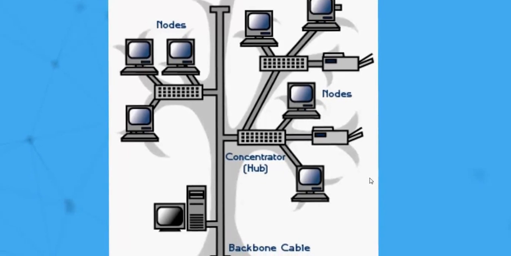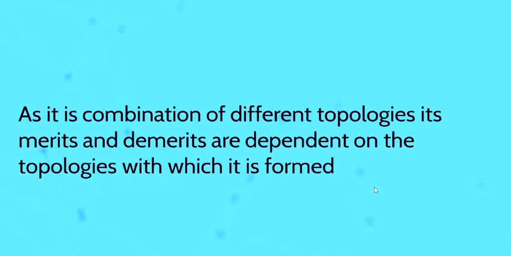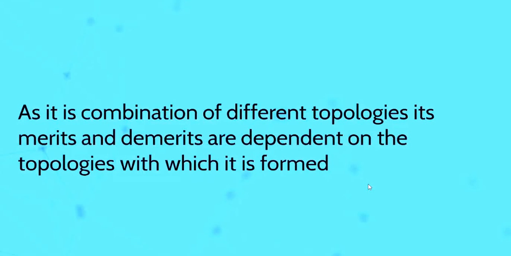As the hybrid topology is a combination of different topologies, it has some merits and demerits that depend on the topologies with which it is formed. So if you're combining a star and a bus, the topology overcomes a few drawbacks of a bus topology and also has the drawbacks present in the bus topology. The advantages and disadvantages of the hybrid topology depend on the topologies with which it is formed and the way we are connecting them. So this is in brief about the topologies.